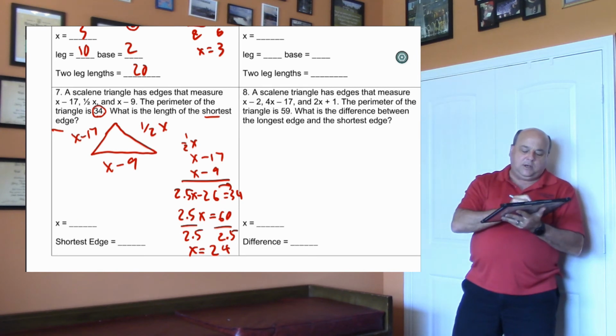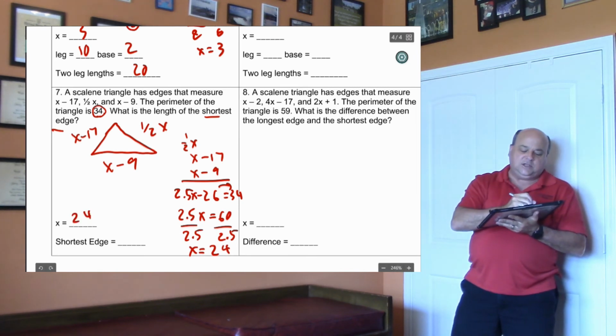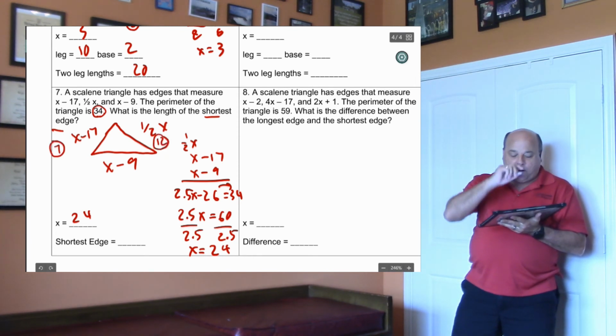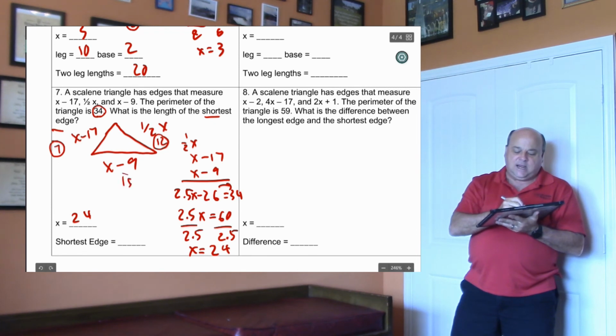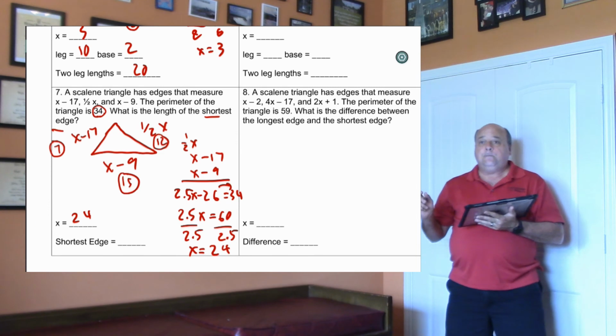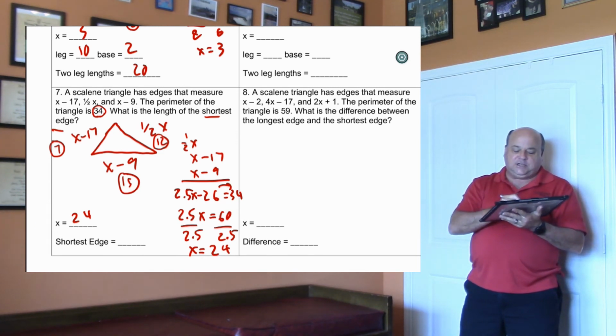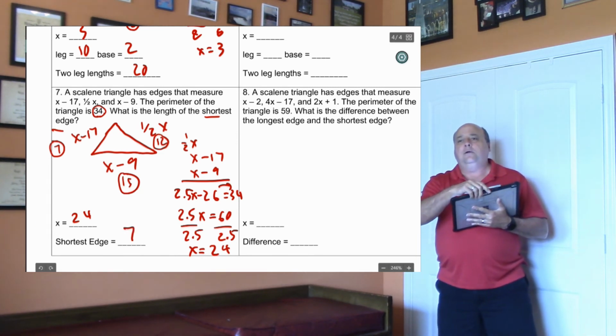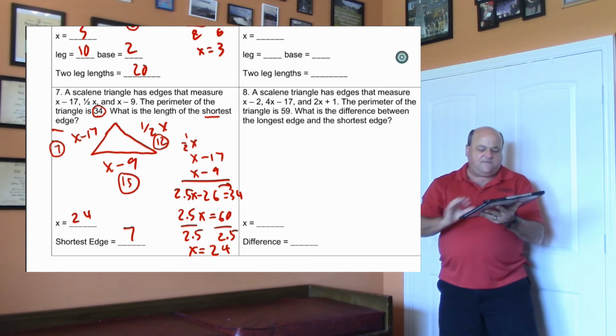Now you have to put in 24 for all the edges. So 24 minus 17 is 7. Half of 24 is 12. And 24 minus 9 is 15. If I add all that up, I get my 34, don't I? That's how I know the shortest edge is the 7. Okay? Fun, fun, fun.